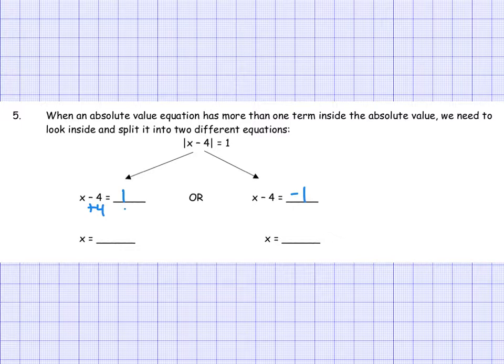So I'm going to add 4 to both sides. So I've got x equals 5. Again, add 4 to both sides. And I want you to take note of the fact that the x minus 4 itself, the part that was inside the absolute value, did not change at all. Negative 1 plus 4 is 3, so my two answers are 5 and 3.